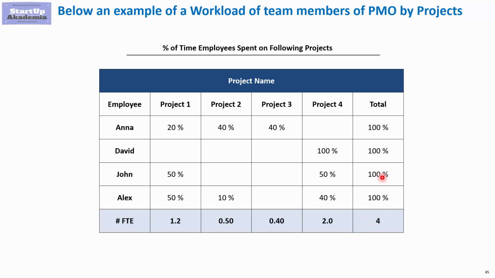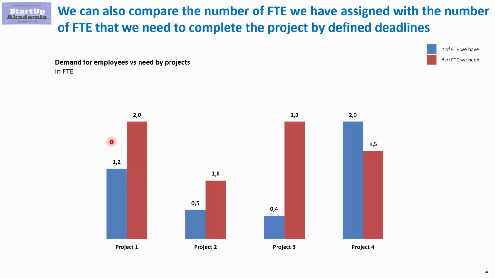So this would be the first part of the workload analysis. This shows us how much resources we have allocated for each and every project. In workload analysis, we would also like to look at how many FTEs we actually need to finish this project by the set deadline. And we do it on the second slide. So for example, for project 1, we need 2 FTEs, but actually we have allocated 1.2. For project 2, we have the very same situation. So we have fewer people allocated than required. And the same goes for project 3. A bit different story is on project 4. Here it seems that we have put too many people given how many we require.